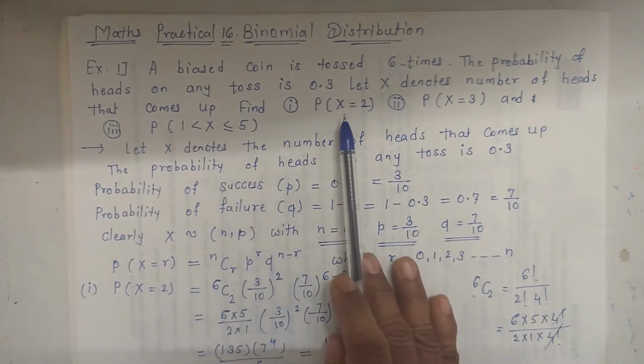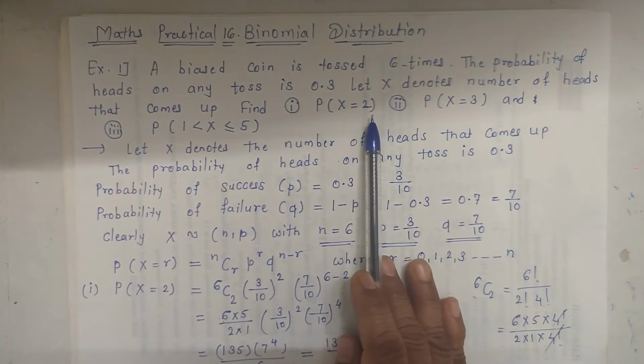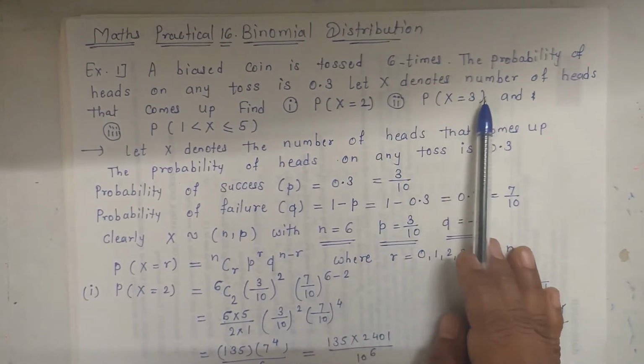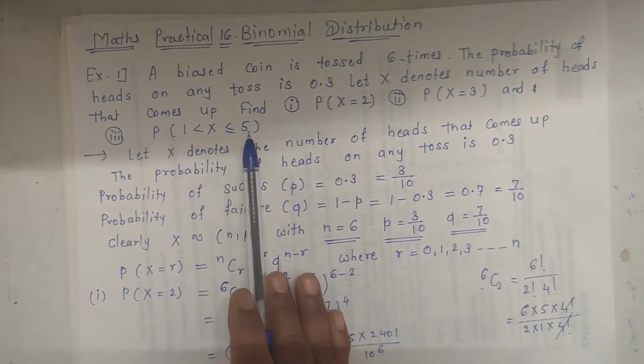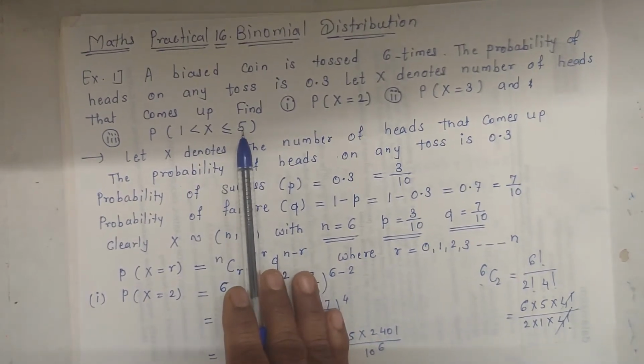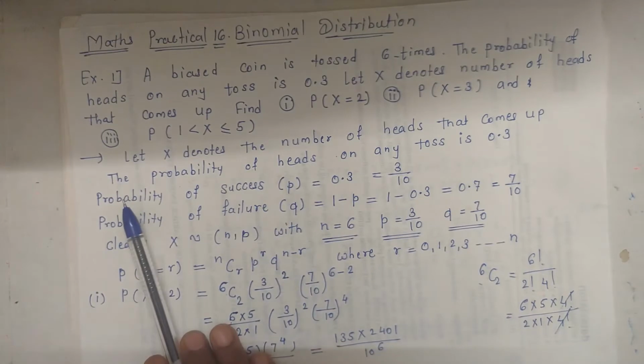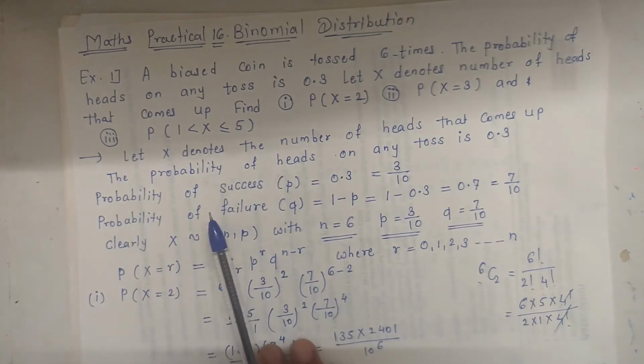Find the probability for x is equal to 2, second, the probability for x is equal to 3, and third, the probability for x lies between 1 to 5, including 5. Now in the solution of this example, some part of the solution is already given in your practical book, and you have to write the remaining part of the solution.